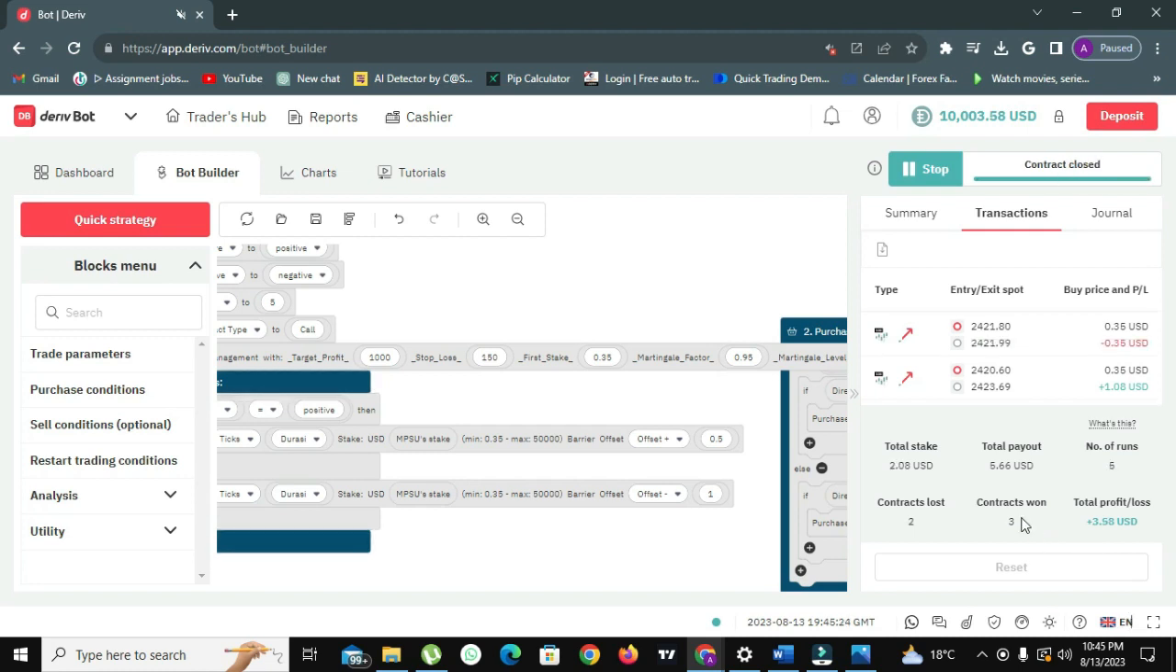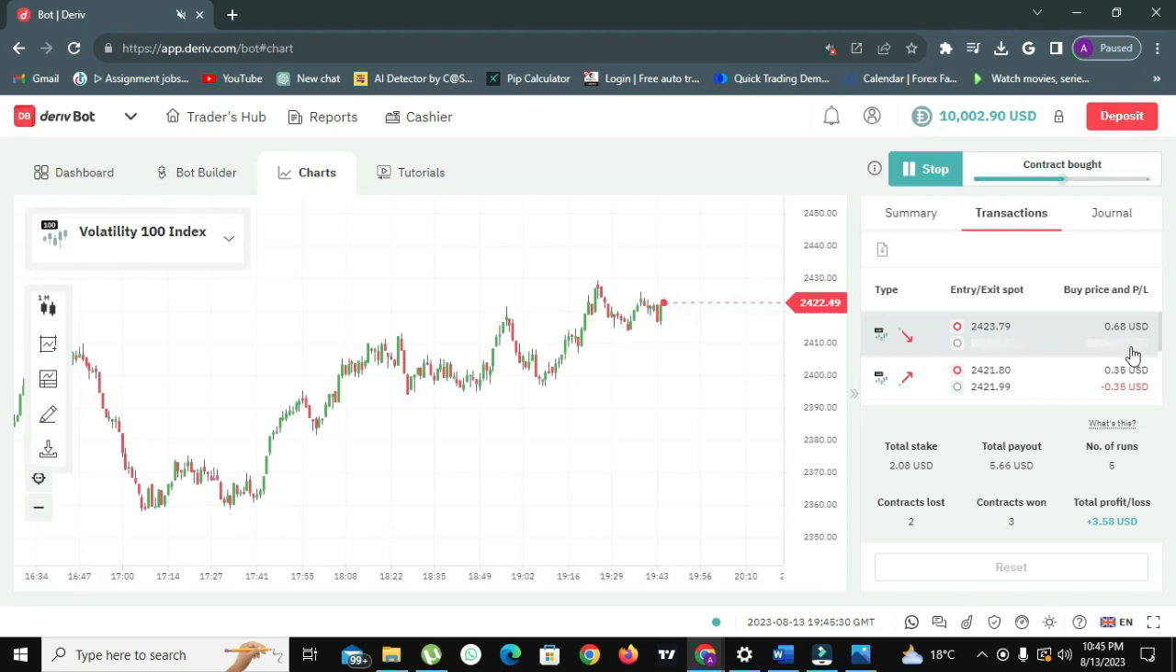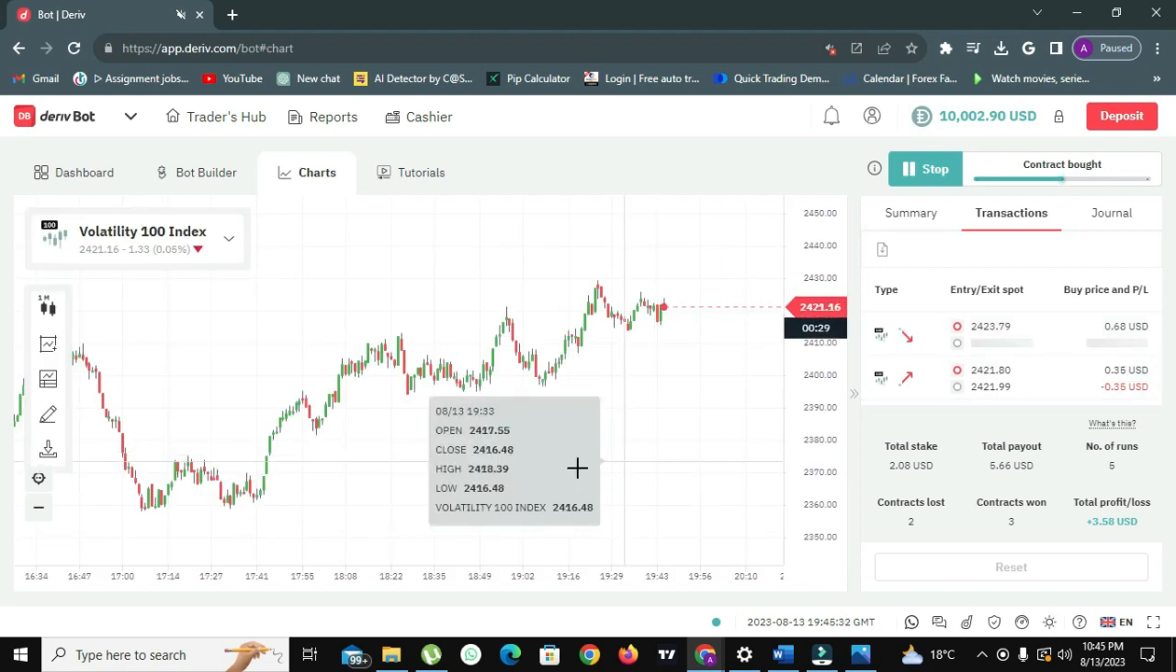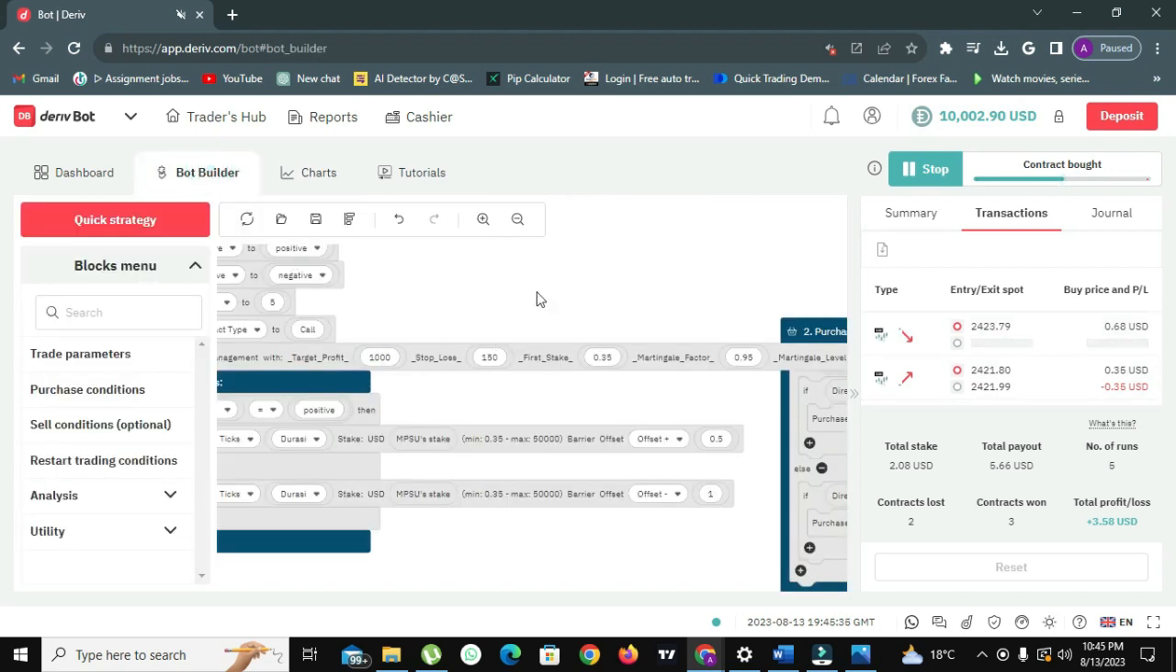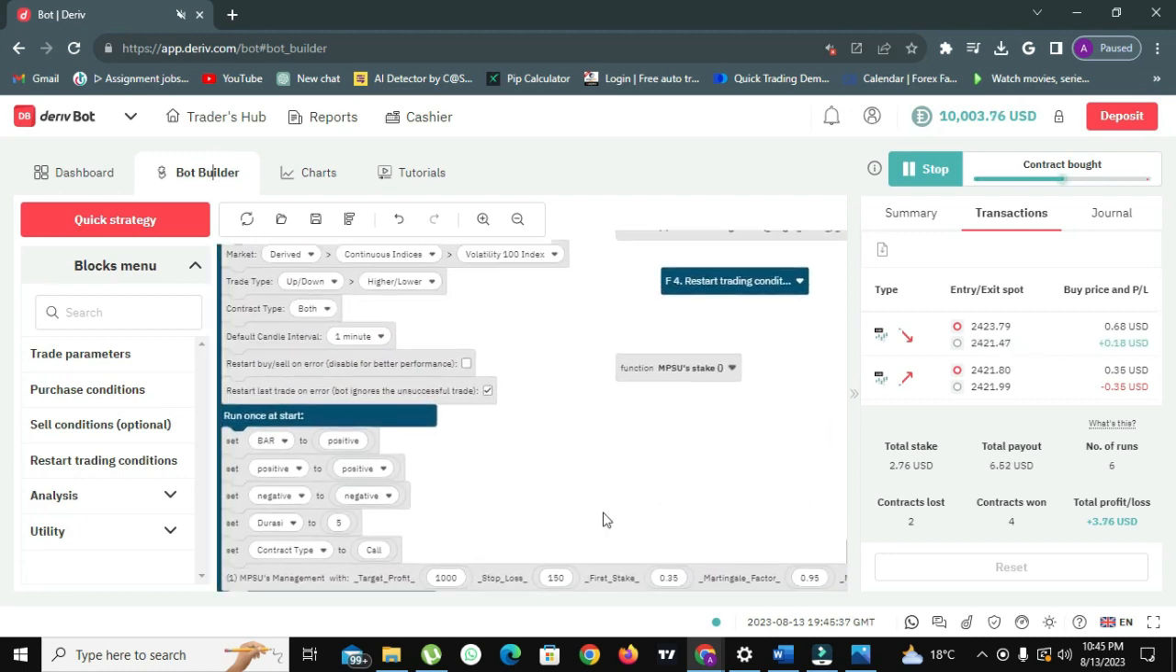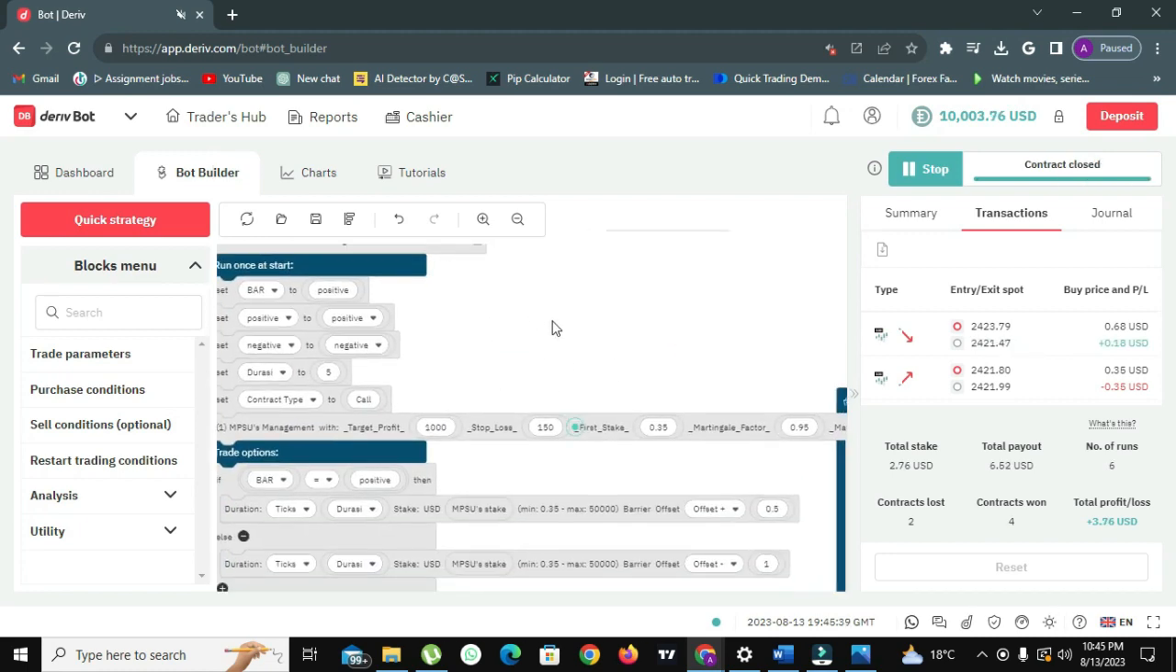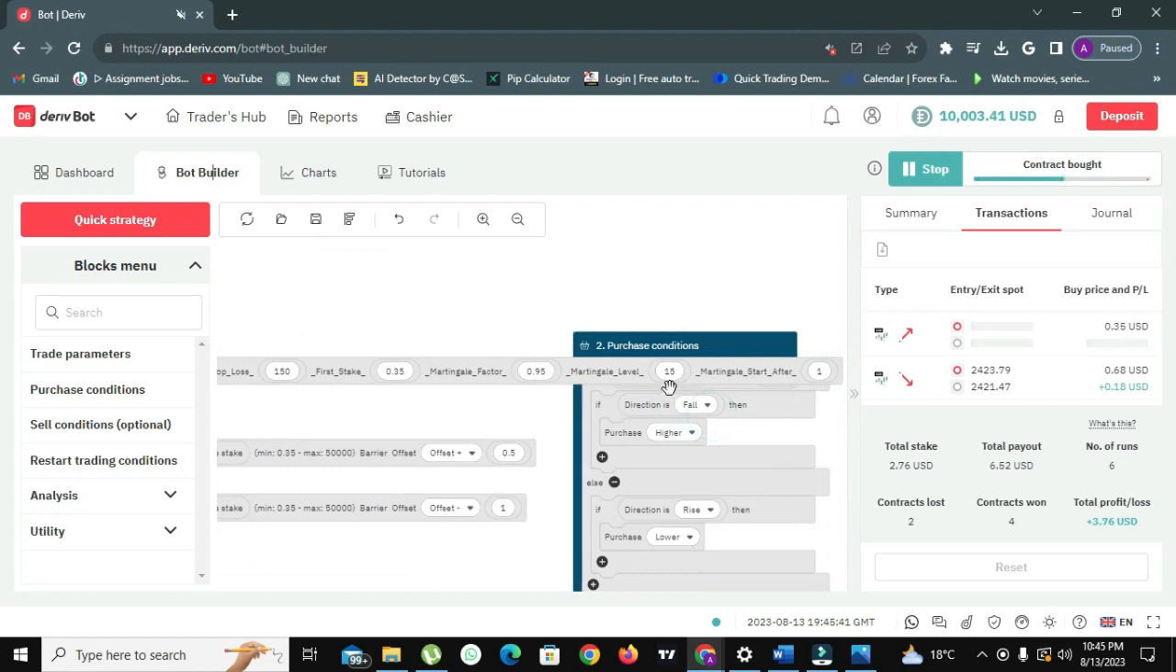We have won 3 runs. You can see the martingale here is multiplied by 0.95. You can always change that. You can actually change the martingale level for these. That's why I love this bot. You can actually change the martingale level if you realize that, let's just stop it for now.